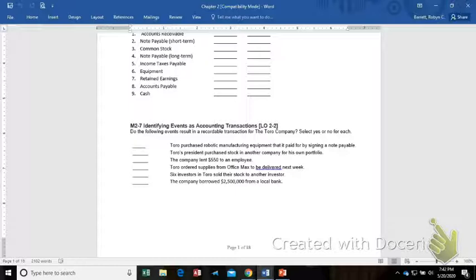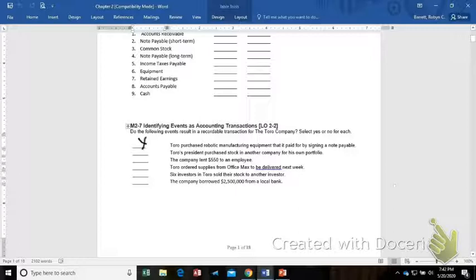Let's take a look. All right, so we want to know whether or not it's a recordable transaction. Toro purchased robotic manufacturing equipment that it paid for by signing a note payable. Is that a transaction? Yes, that is a transaction. All right. The next one, Toro's president purchased stock in another company for his own portfolio. No, right. No. Good job.